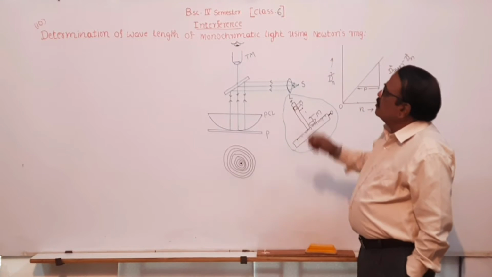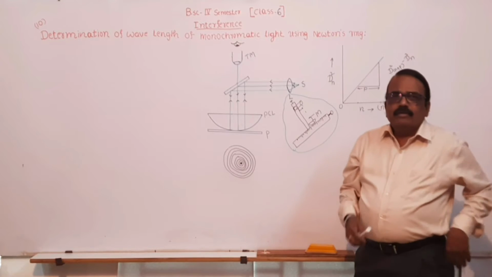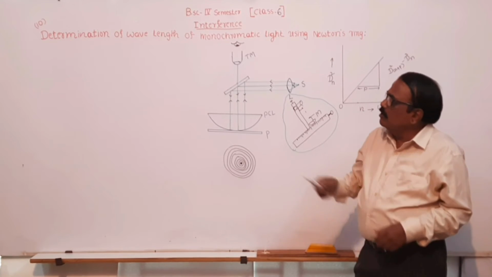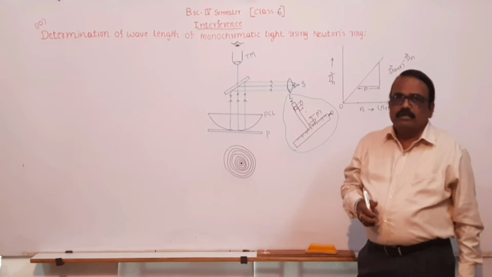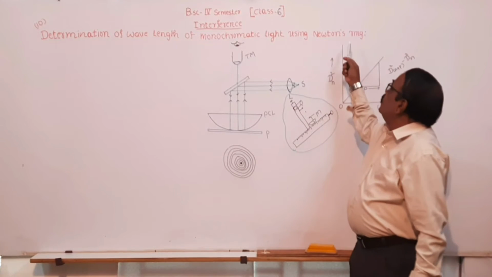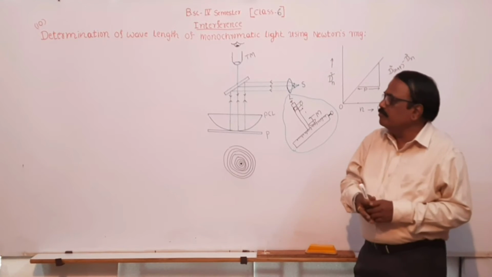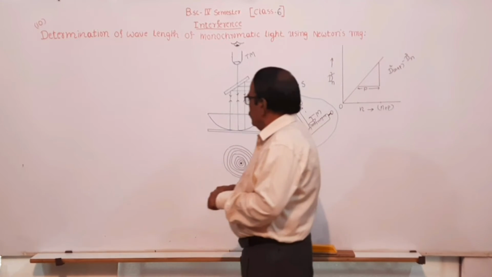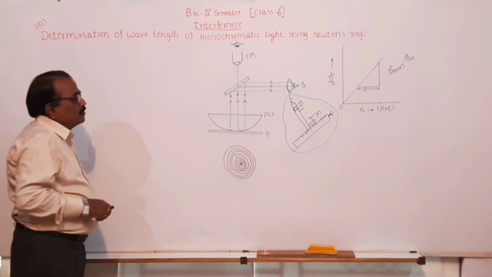Now in the sixth class of interference, we have to study determination of wavelength of monochromatic light using Newton's ring. It is a 10 mark question. So first you have to explain the apparatus.